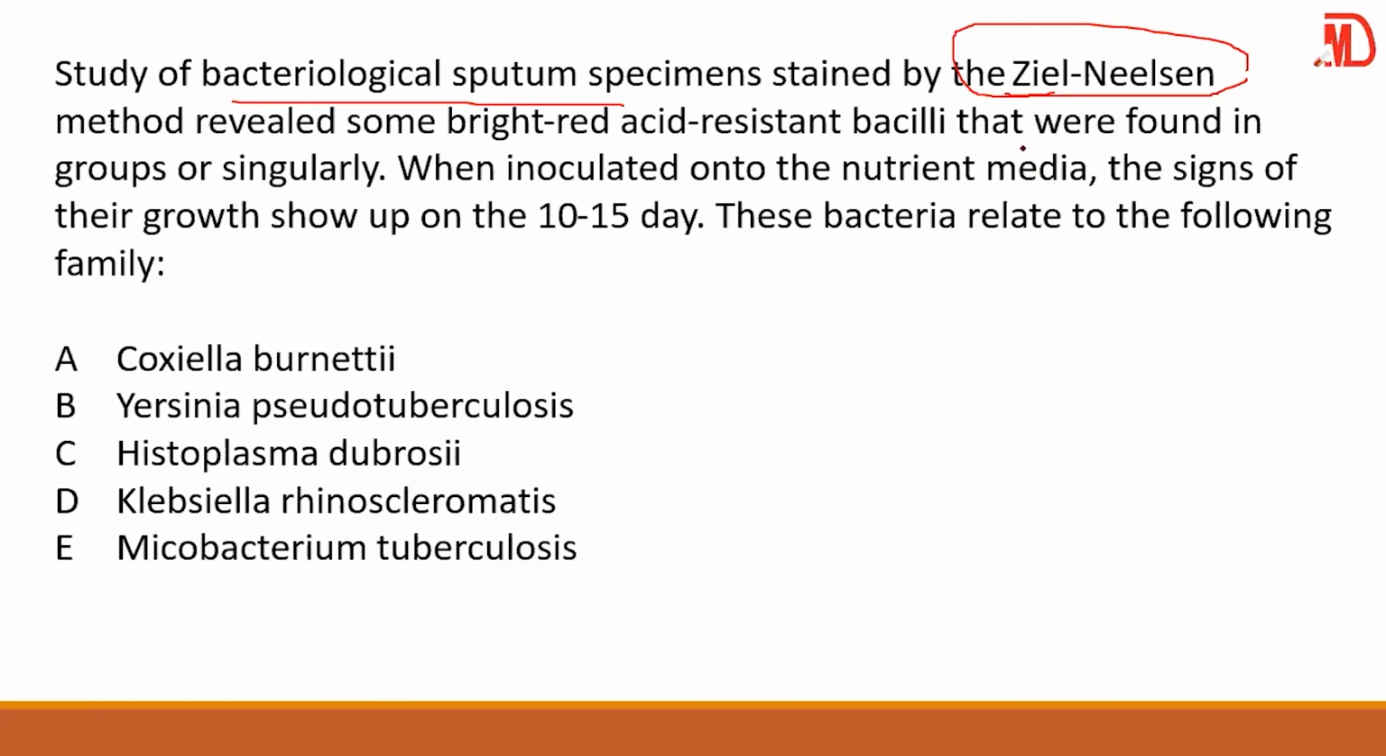And again, you see I was saying that we have what? Acid-fast test. So the acid-resistant bacillus. Acid-fast, they all mean the same thing. So the question is what family these bacteria relate to. Definitely you're thinking of what? Tuberculosis. So the answer is E.